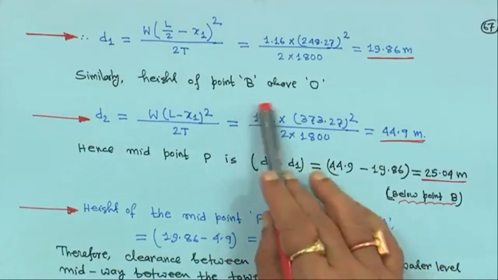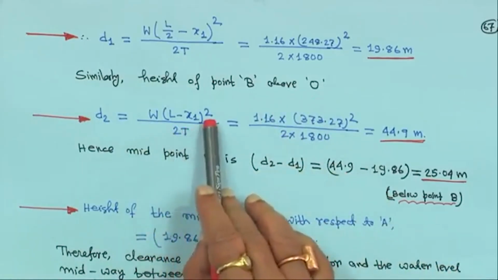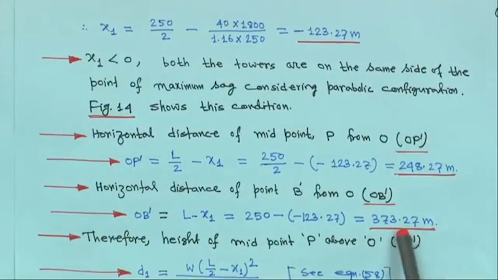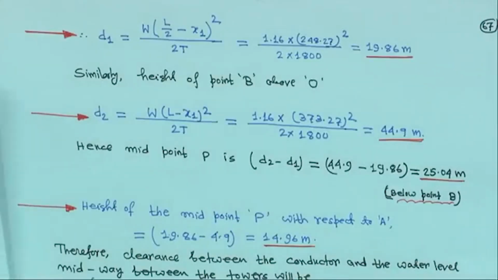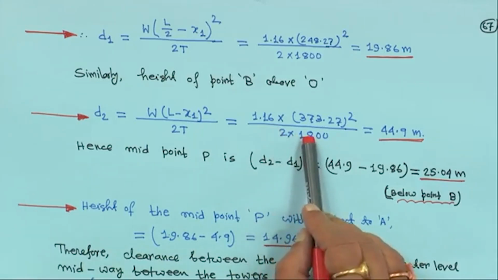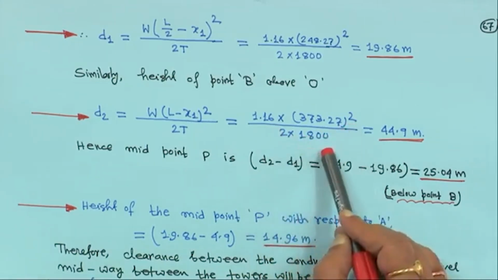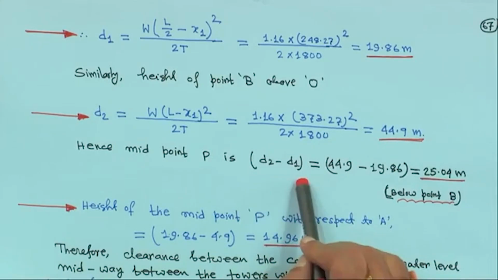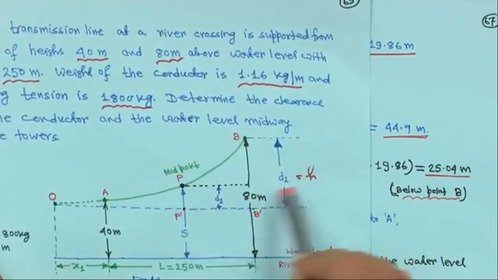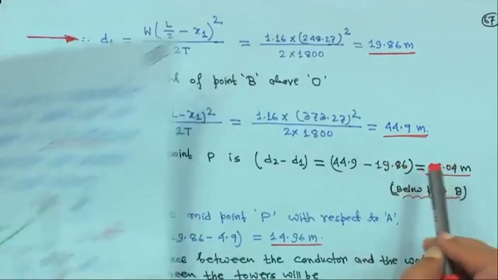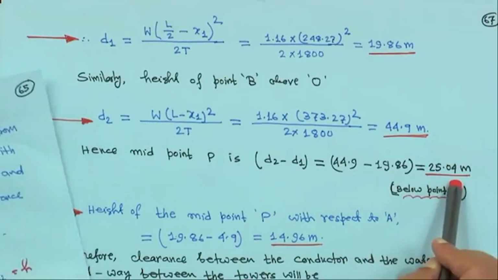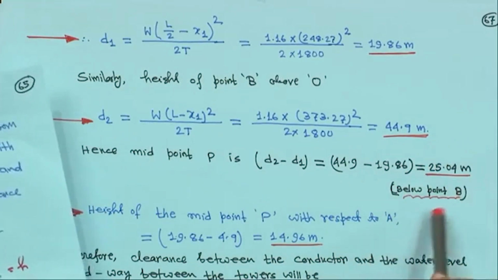And similarly, the height of point B will be D2 is equal to W into L minus x 1 whole square upon 2T. L minus x 1 we have computed as 373.27 meter. Therefore, W is 1.16 into 373.27 square by 2 into 1800, that is 44.9 meter. Hence, the midpoint P is D2 minus D1, that is H. So, it is 44.9 minus 19.8, so 25.0 meter, that is below point B.